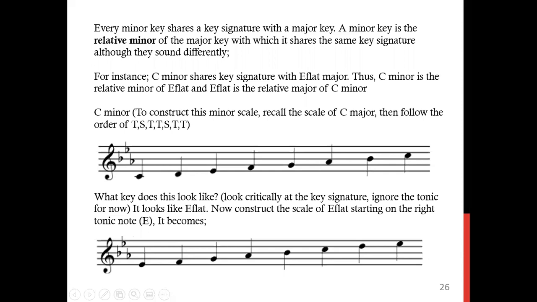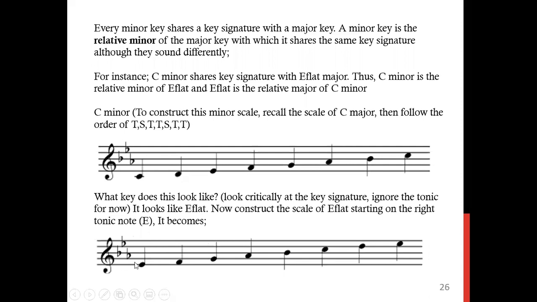The only difference now is that your tonic didn't start from E flat. So that's the minor. So this is C minor. But now the relative major of C minor will be what? It will be E flat.